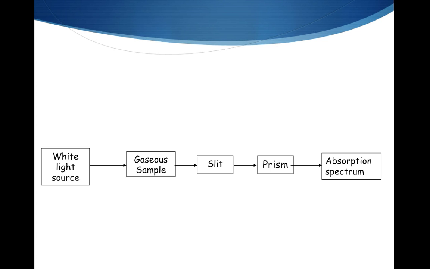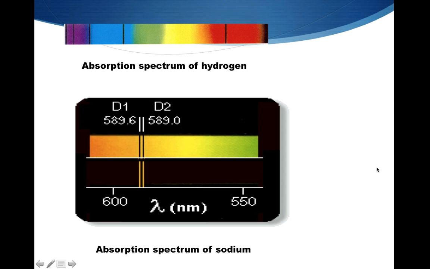So essentially what we do is we take a white light source and we shine it through a sample which is a gas. That is going to go through a slit just to get one narrow beam of light, and then through a prism which is going to split it up into a rainbow essentially, but we're going to get just distinct bars, and we're going to use that and that will give us our absorption spectrum.